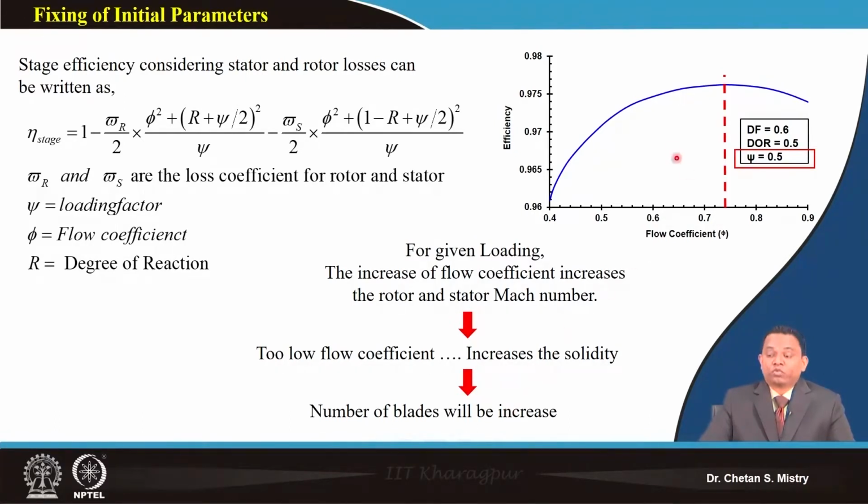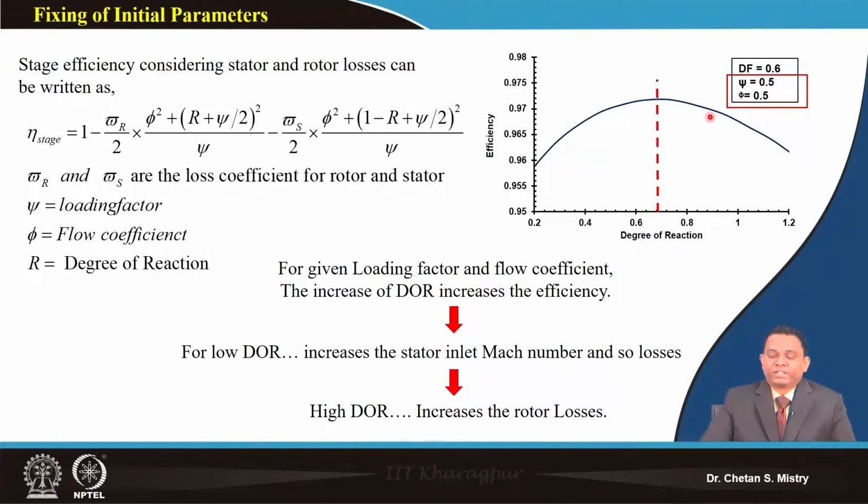So in order to maintain our diffusion factor constant, we need to maintain this number of blades, and that's what will give you the variation of efficiency. Suppose I move to the higher side of the flow coefficient; again, for the same number of blades, my efficiency is going to decrease. So somewhere we will have an optimum value. Now let's take the next case.